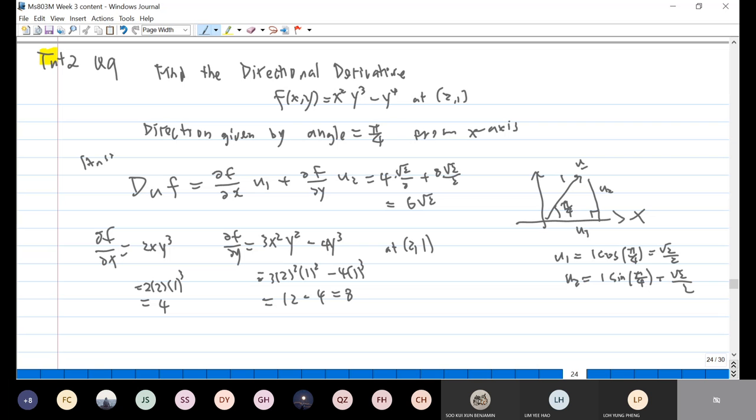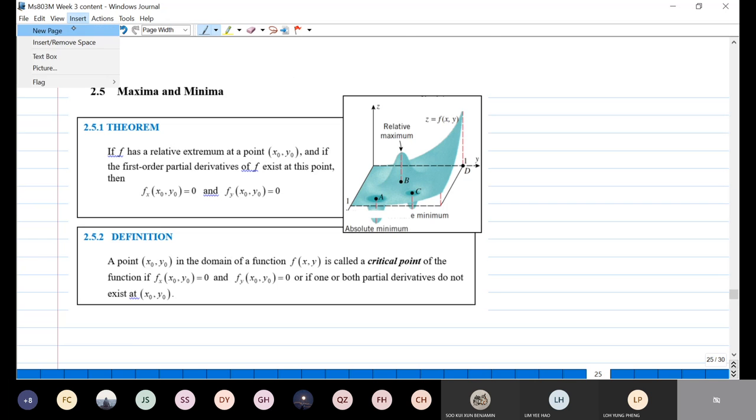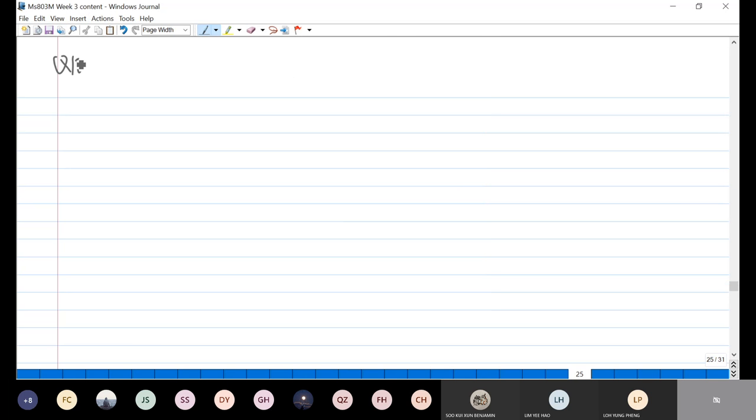Okay, so now I move on to question 10. Another page here. Question 10: find the value of the maximum rate of change of this function f(x,y) equal to sine xy at the point (1, 0).